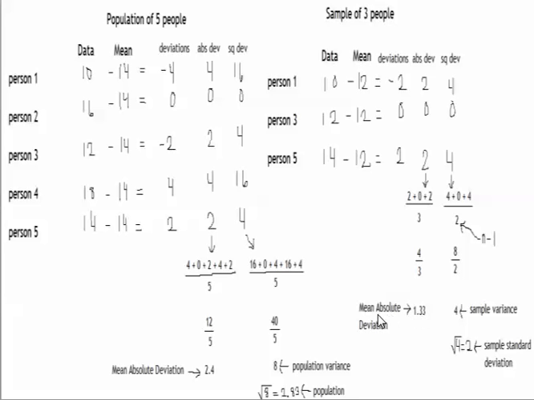So this value right here, the mean absolute deviation, is calculated the same way regardless of whether it's a population or a sample. We followed the same steps both times. If you want the variance and standard deviation, then that's when you use a different formula for population and sample.